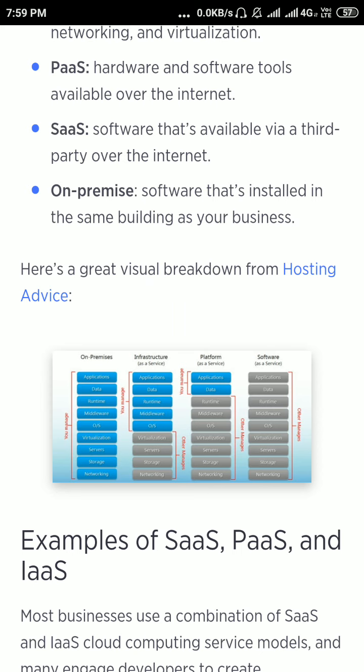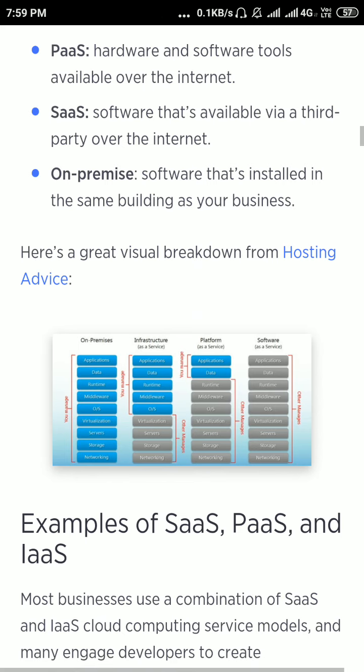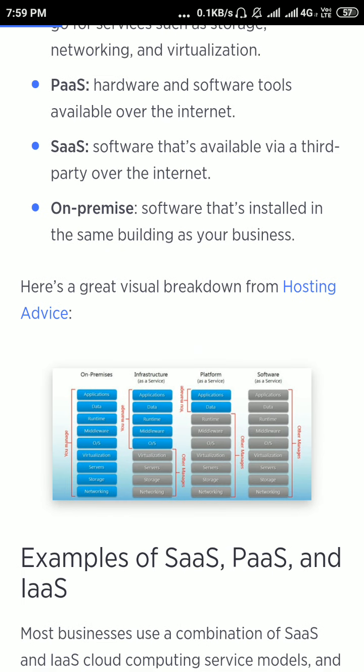In platform as a service, everything is provided by the cloud service provider, like runtime, middleware, operating system, virtualization, server, storage, and networking. We only have to apply our data and whatever application we want to use. In software as a service, everything is managed by your cloud service provider, so you don't need to manage anything, you can easily use their software.